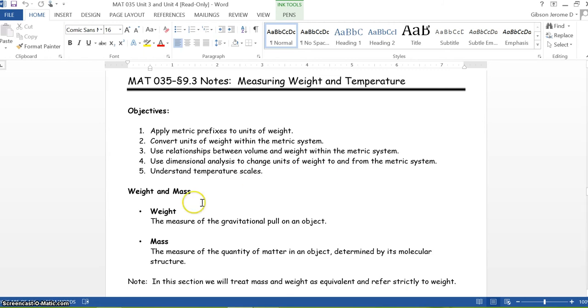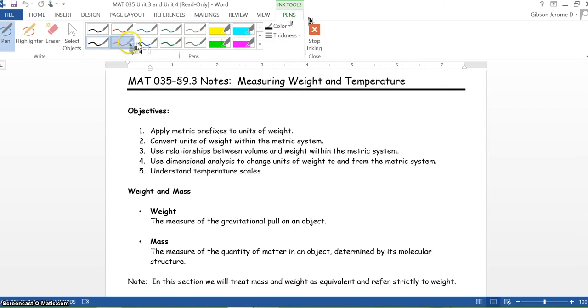Weight and mass. Weight is the measure of the gravitational pull on an object. Now we go to mass. Mass is the measure of the quantity of matter in an object determined by its molecular structure. Note, in this section we will treat mass and weight as equivalent and refer strictly to weight.